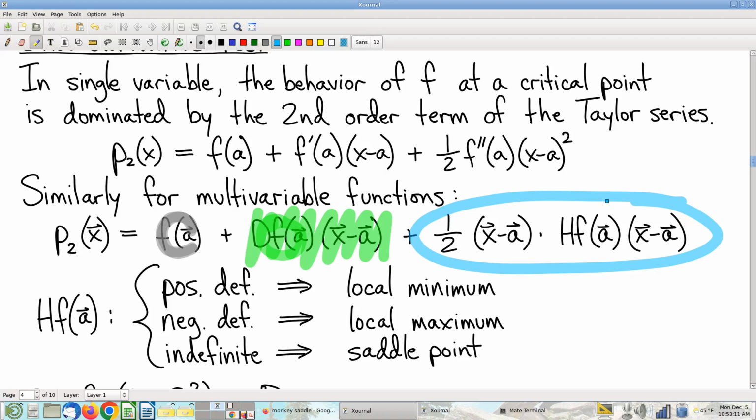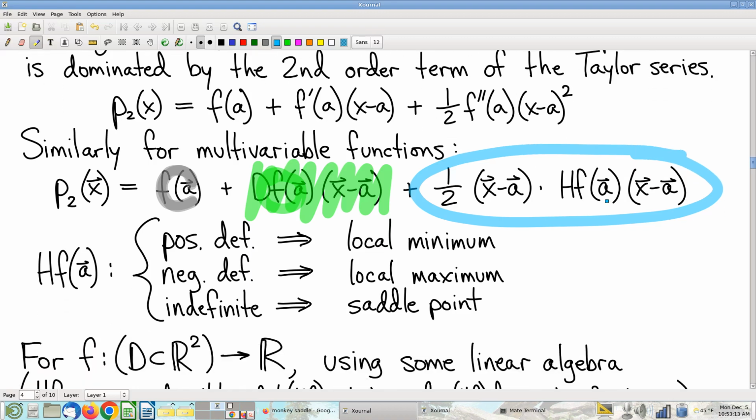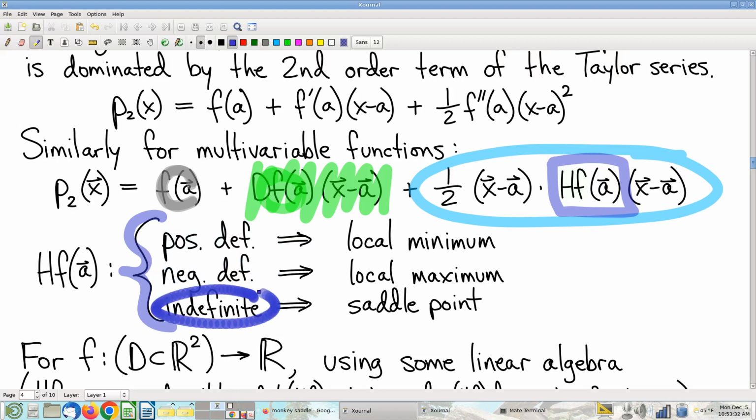And quadratic forms sometimes have the feature, depending on what this matrix is. Sometimes they might be something called positive definite. Sometimes they might be something called negative definite. Sometimes they might be something called indefinite, right? And there's also this semi-definite stuff that we don't want to talk about.